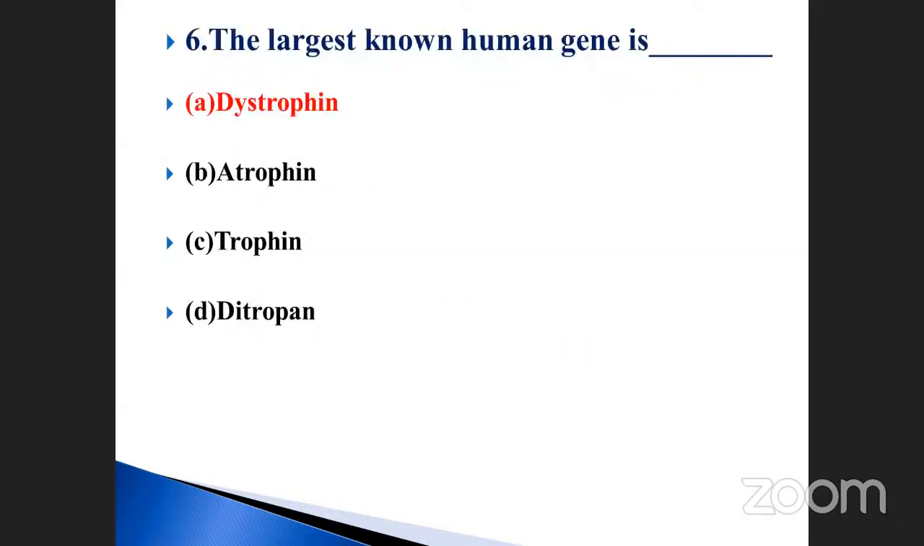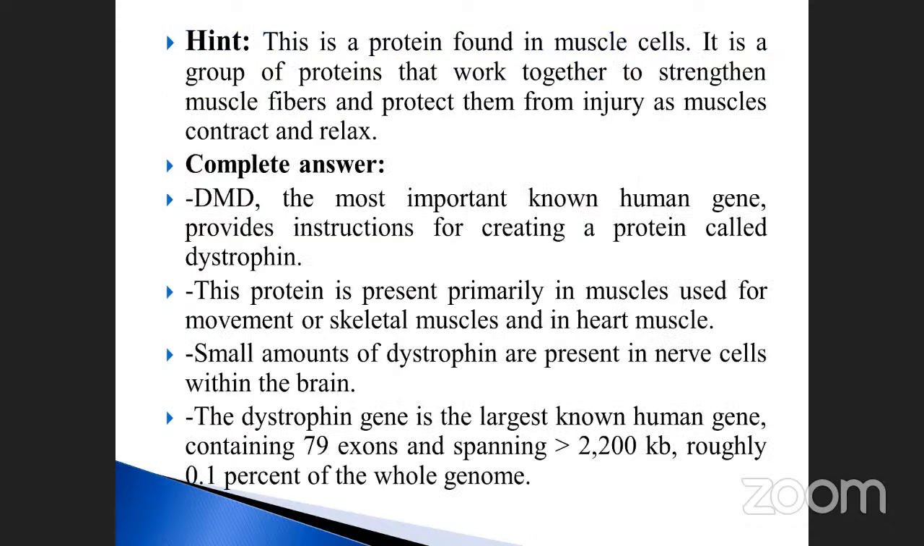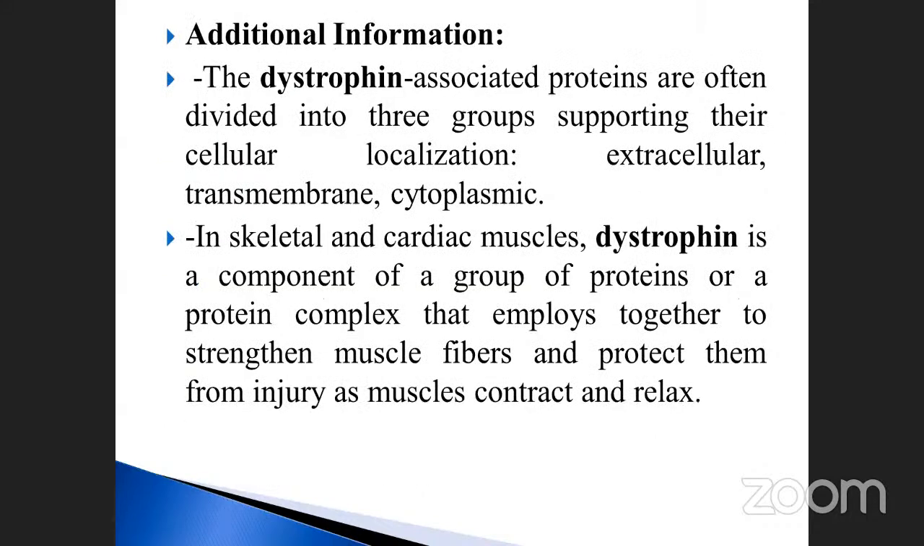The largest known human gene is which one? Dystrophin. Note it down. This is not atropine, tropin, or ditropin. You have to note it down. This one is the correct one. Dystrophin. Okay, so the largest human gene. See, hints have been given. So note it down, a big explanation has been given here. Just note it down as additional information.